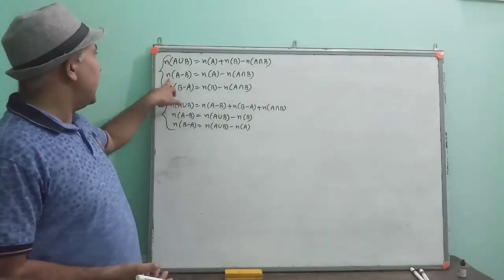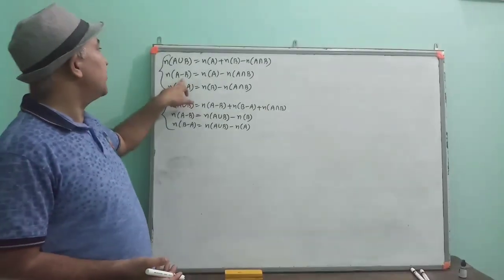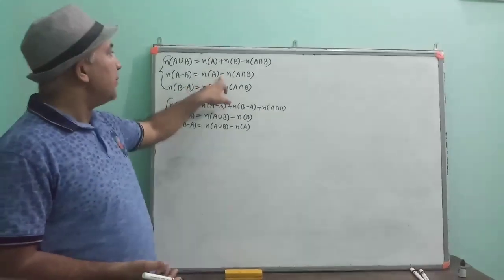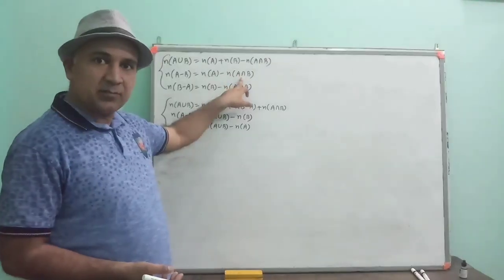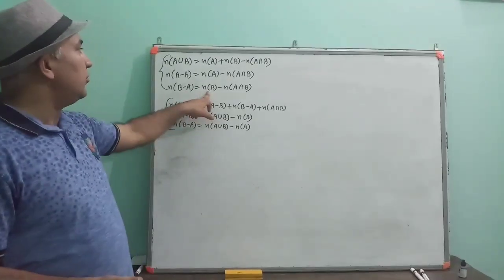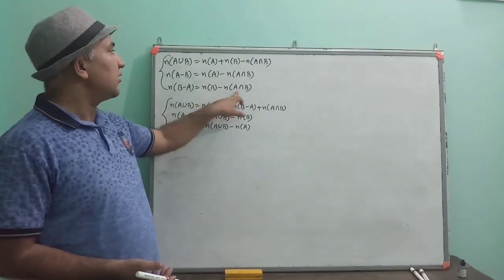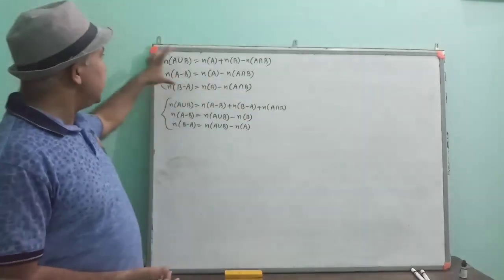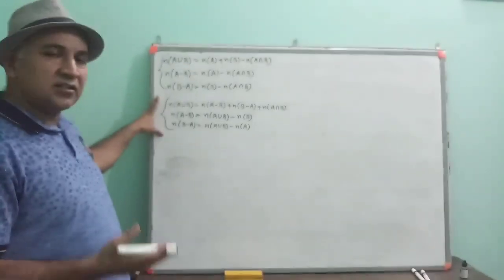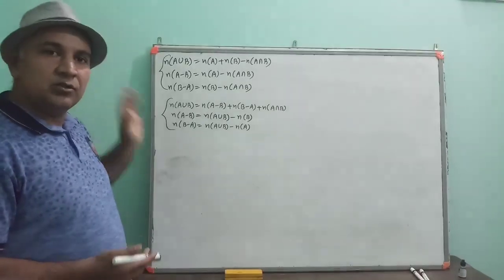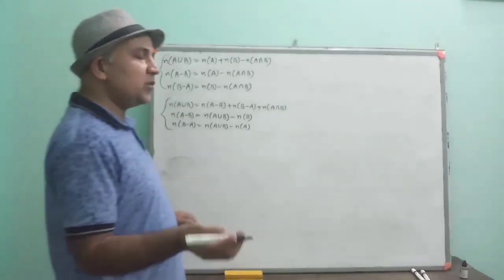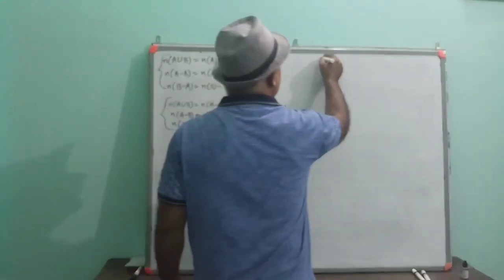See, n(A minus B), means cardinal number of A minus B, is equal to n(A), cardinal number of A, minus cardinal number of A intersection B. n(B minus A), cardinal number of B minus A, is equal to cardinal number of B minus cardinal number of A intersection B. These three are the main shortcut formulas which we will use now. You will also write these down and then use them. But before that, see how to draw the Venn diagram.